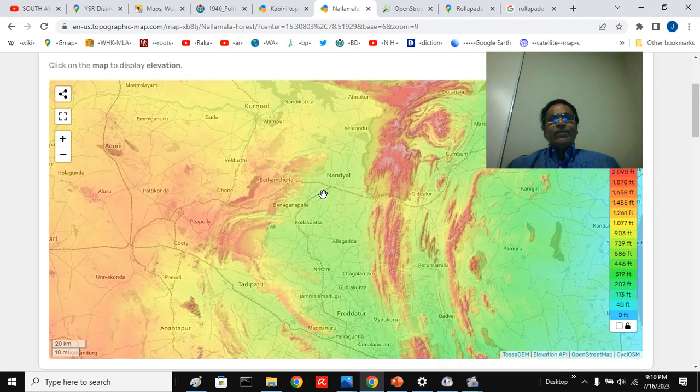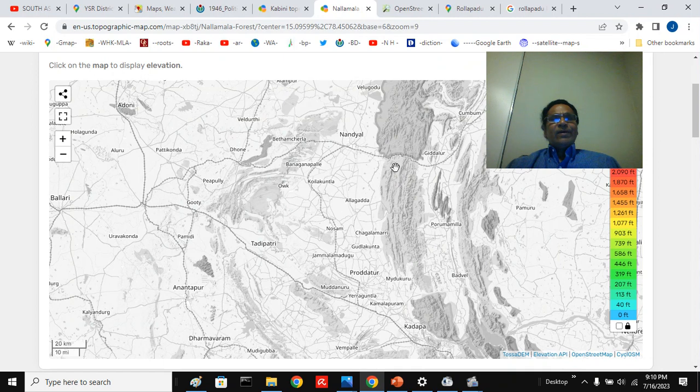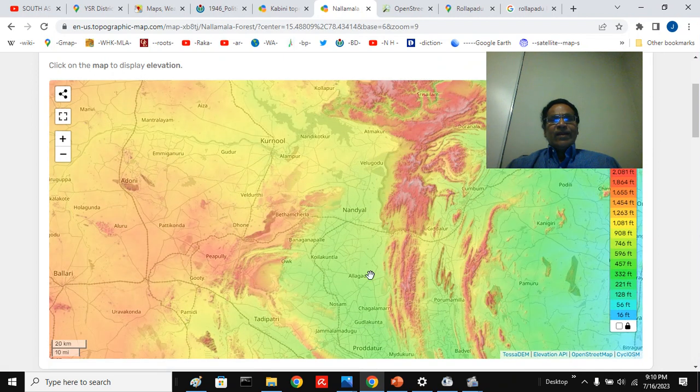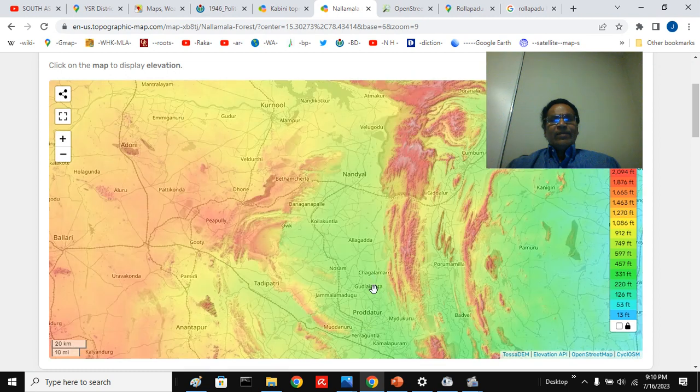From Nandyal to the valley, the railway line cuts through to Giddalur. This is the Sagileru river basin, east of Nallamala. The important towns here you can see are Atmakuru, Velugodu, Nandyala, Allagadda, Chagalmarri and Maidukuru, and so on. The Penna river will be here.